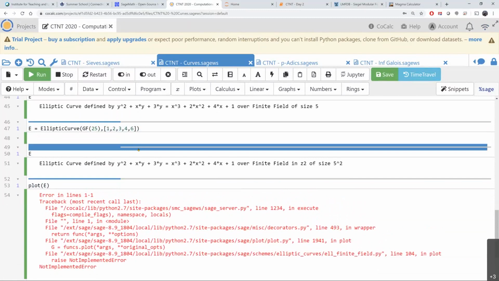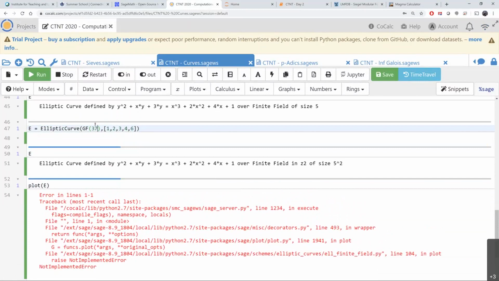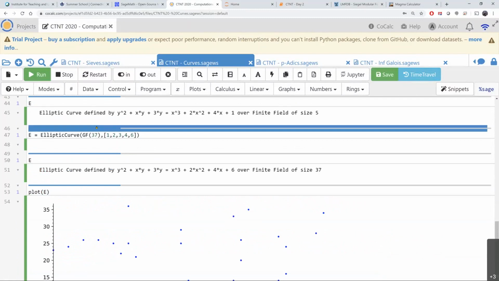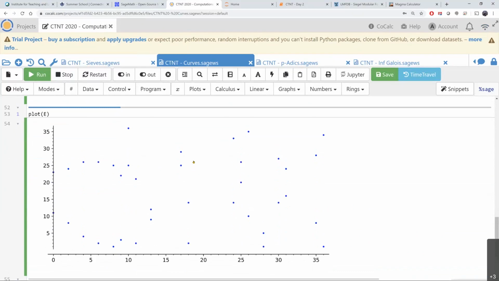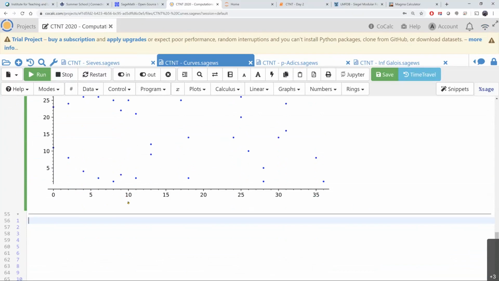Oh, or maybe, okay, let's try, how about in a field that is a prime field. Over the field of 37 elements, I can do a plot of an elliptic curve in the affine space over the finite field of size 37, and then you get a plot like that. It's funky.